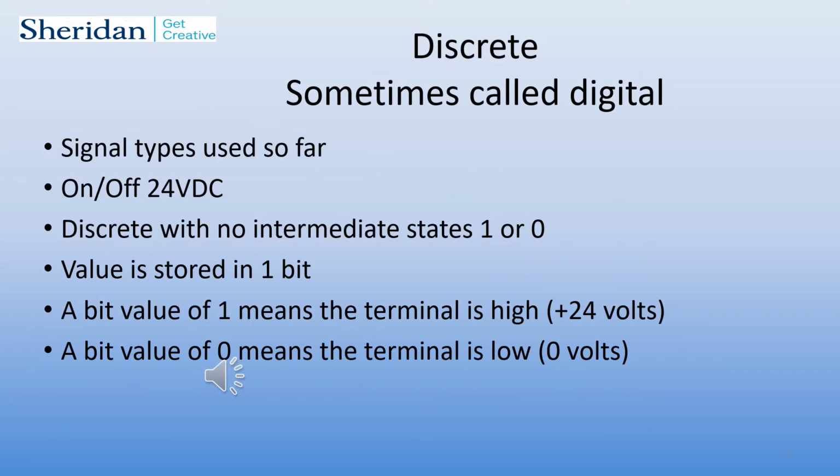So far, all we've dealt with in PLCs has been discrete, or sometimes called digital, signals, which are just really an on-off signal of 24 volts. Some PLCs have 120 volts, they can have DC, they can have AC, but ours is 24 volts DC. There are no intermediate states, it's either on or off, and it stores a bit of 1 or 0. When there's 24 volts positive applied to an input channel, the PLC will write a 1 to that address, and when it's 0 volts, it writes a 0.